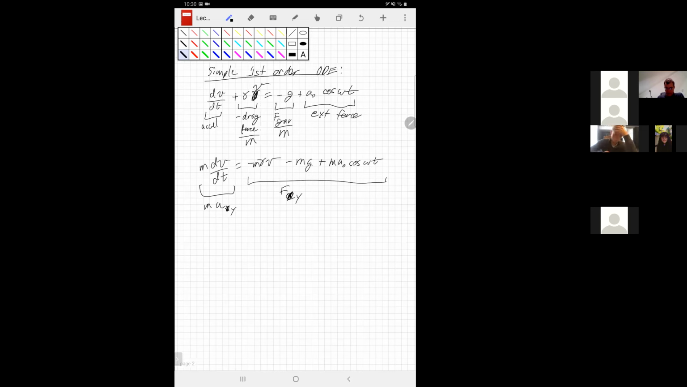That should have been V there. I'm going to rearrange this so that we've got everything that involves V on one side and everything that doesn't involve V on the other side. This is a differential equation. It's called a differential equation because it's an equation that involves derivatives.